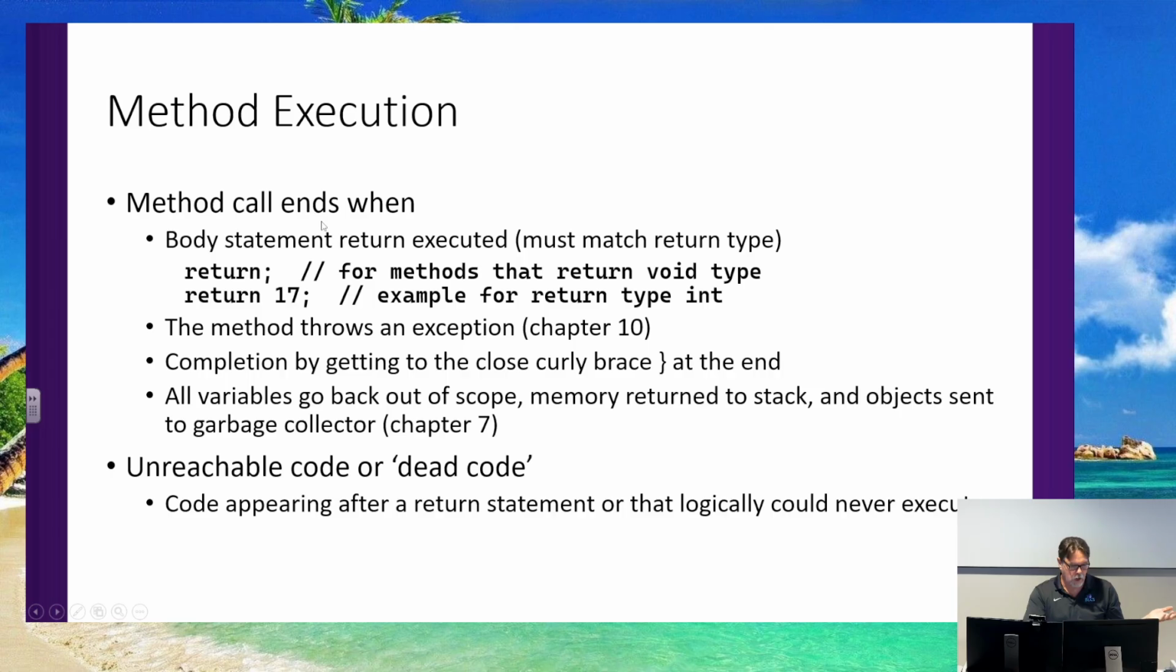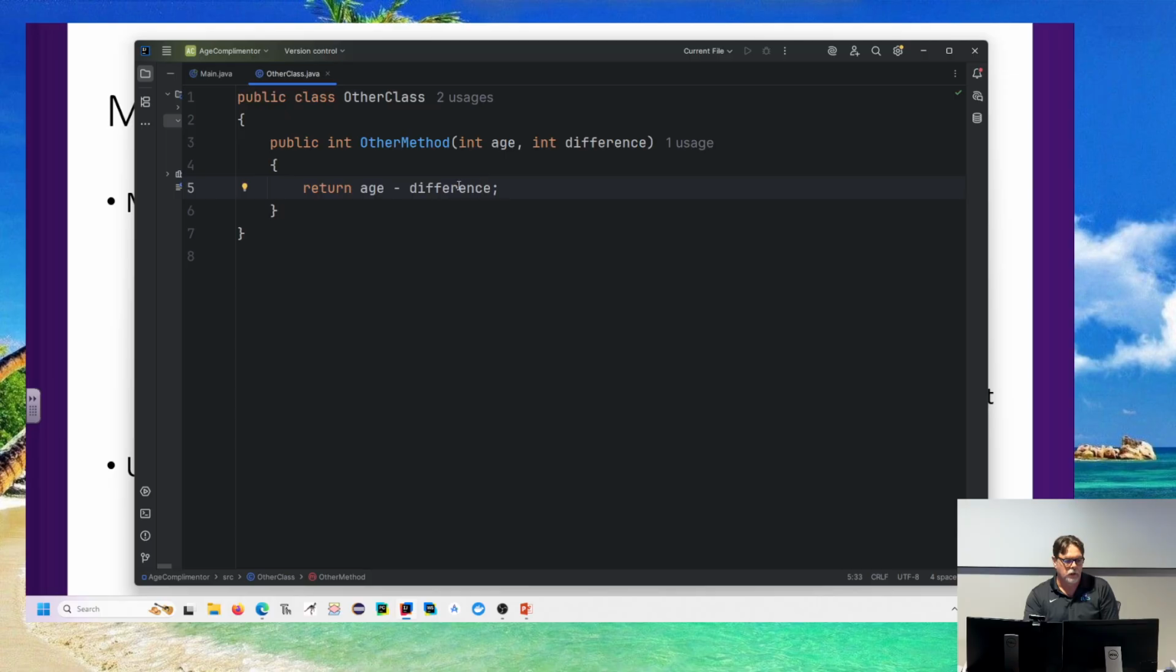Okay, I think I already talked about this. There are 3 ways that a method can end. This method ends when I return an expression, and that expression has to match the data type of the method, okay? That's how this method returns.